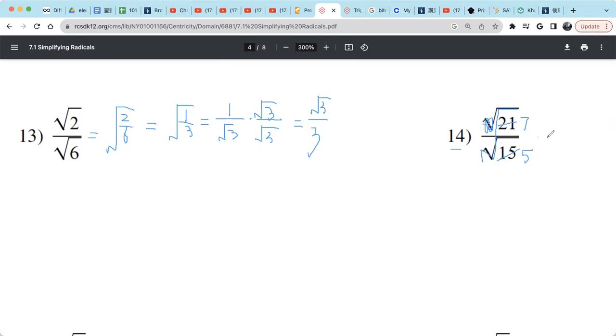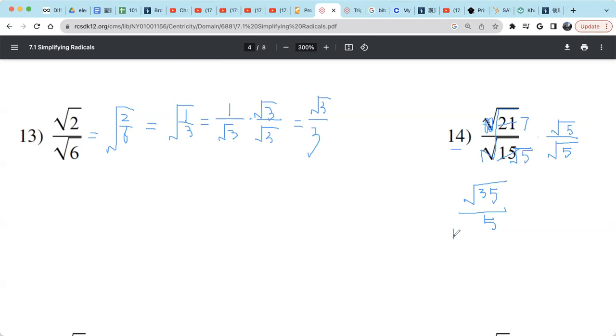I want to rationalize the denominator, so I multiply by another radical 5 divided by itself. In the numerator I have radical 7 and radical 5, both prime numbers, so I just multiply them. They're different primes, right? There's no square in it. And the denominator is radical 5 times radical 5, which is 5. So number 14 is square root of 35 over 5.